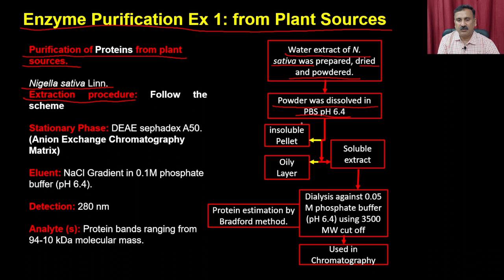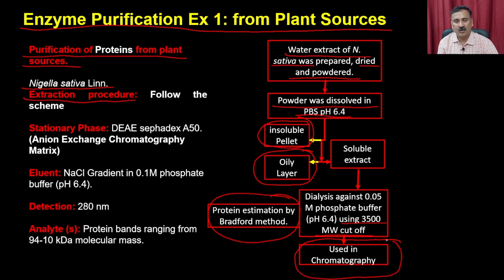That is going to give you two fractions: the insoluble pellet and the soluble extract. Within the soluble extract, you have the oily layer and the soluble extract. This soluble extract is what you are going to use, and you dialyze it against 0.05 molar phosphate buffer using a 3500 molecular weight cutoff, which removes the contaminating substances. You can estimate the protein concentration with the help of Bradford, and this is what you use in the chromatography.